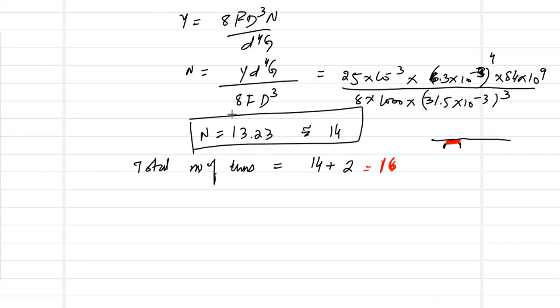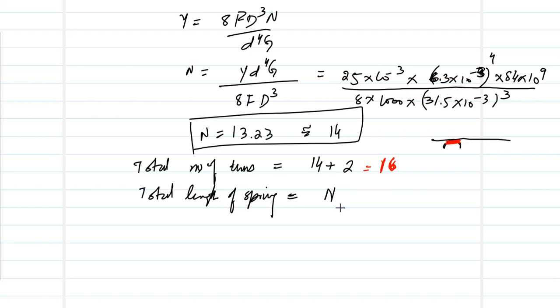The next term is the total length of spring, and that is again very important. Total length of spring is equal to number of turns.